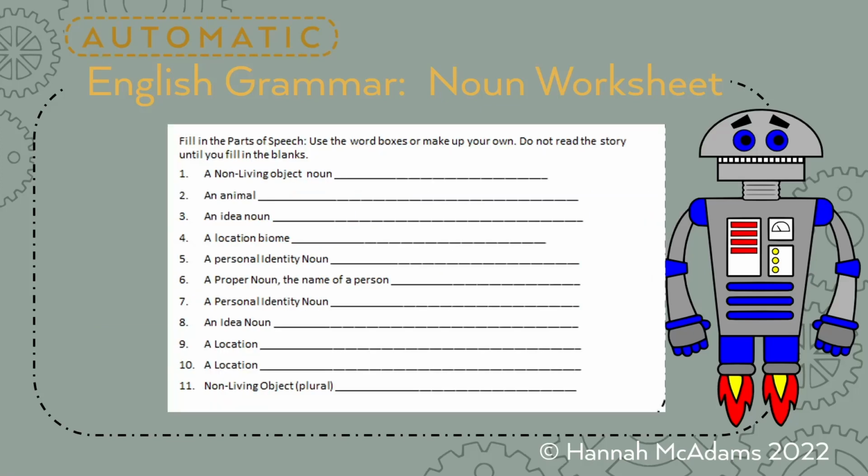Okay. And then for this one, I want you to look at number 7. It says, number 8, an idea noun. So a good idea, just think of one of the idea nouns. You can use your word bank if you want, but I picked freedom for mine. Okay. And then look at number 11. It says non-living object plural. So I picked hat, but then I added an S. Okay, hats, because that's plural.